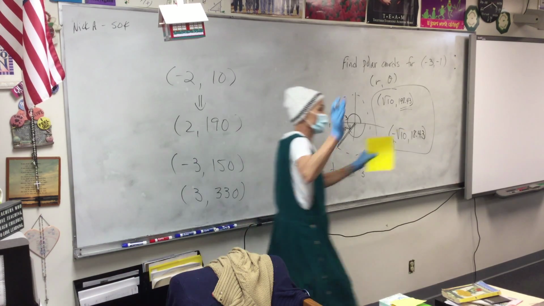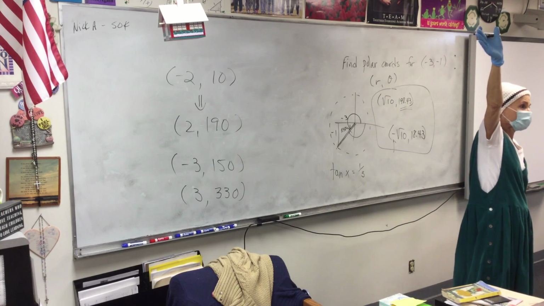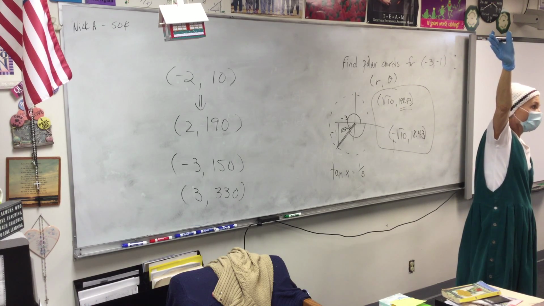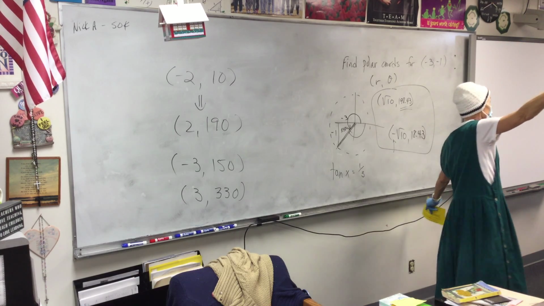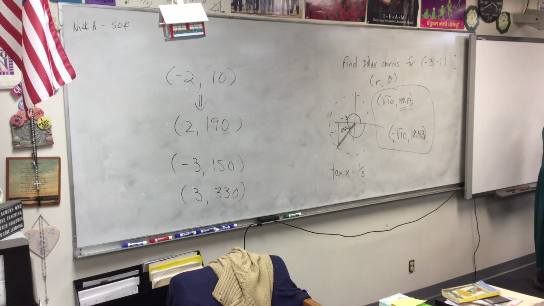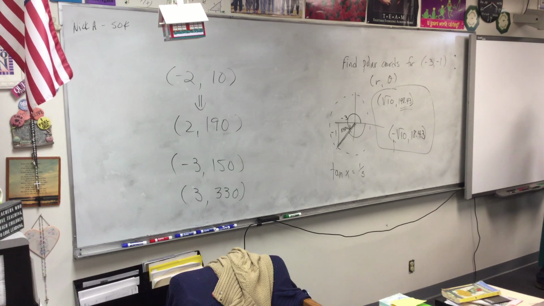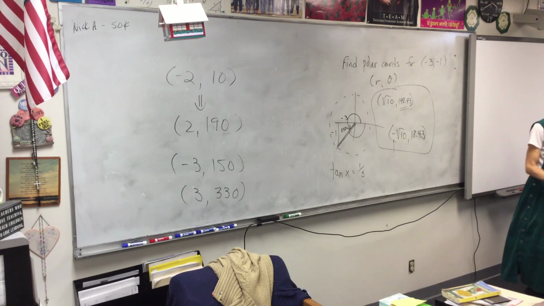330. Kids, you're in a circular system. Directly opposite is how many degrees difference? 180, right? So if you ever have a negative R value, just remember it's plotted in the opposite angle, 180 degrees different.